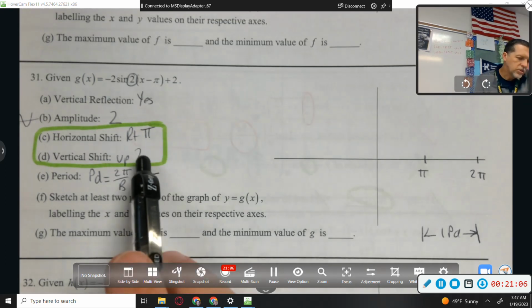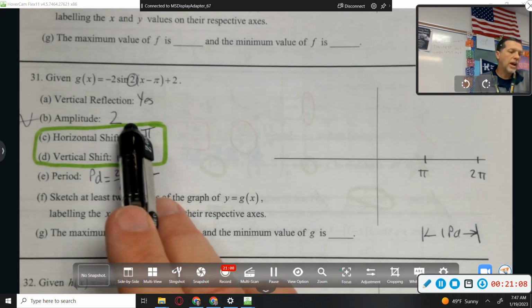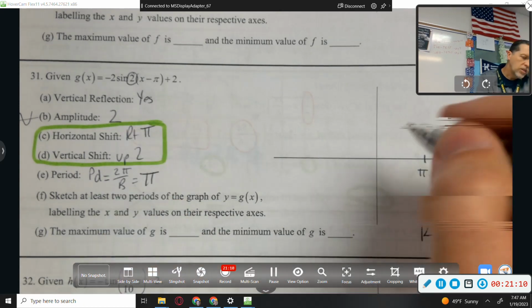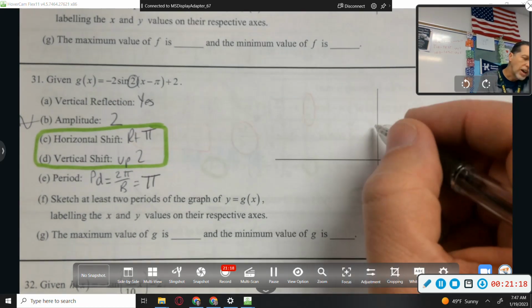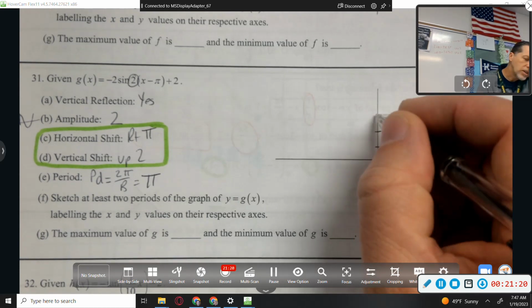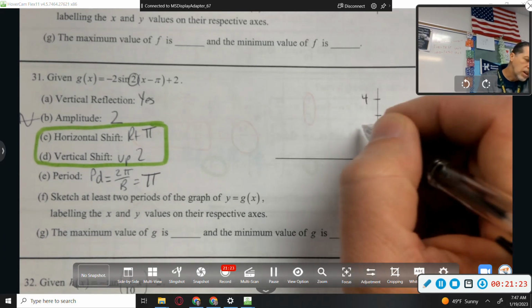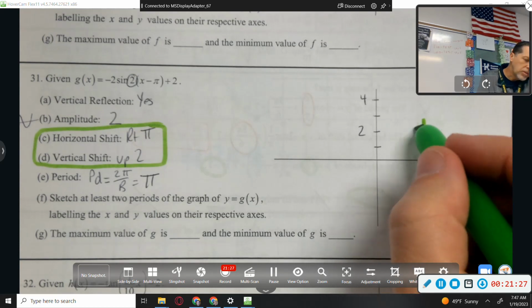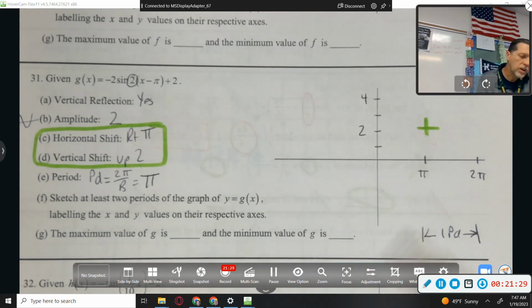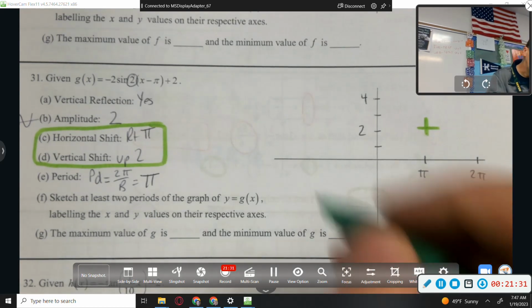Let's see, vertical shift is up 2, but then my amplitude is 2. So what's the maximum height of this graph going to be? My midline is 2 and my amplitude is 2. I got to be able to get up to 4. So right pi, up 2. There's my new starting point, or my new origin.